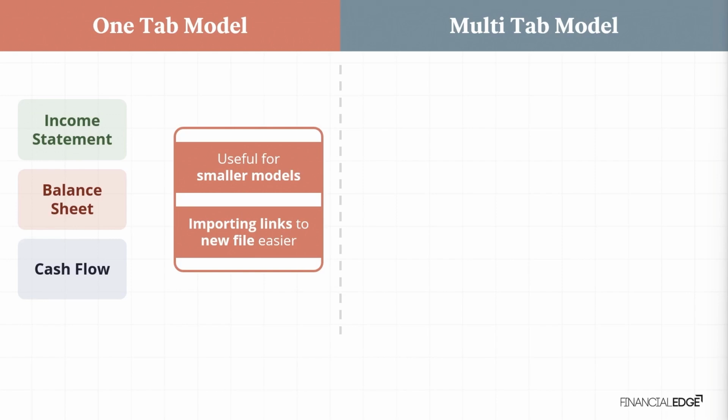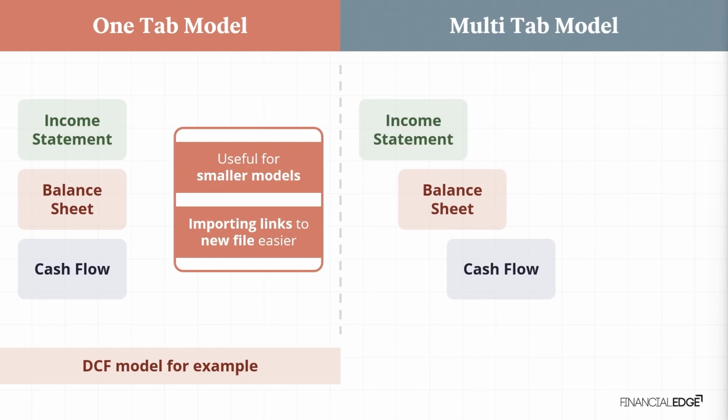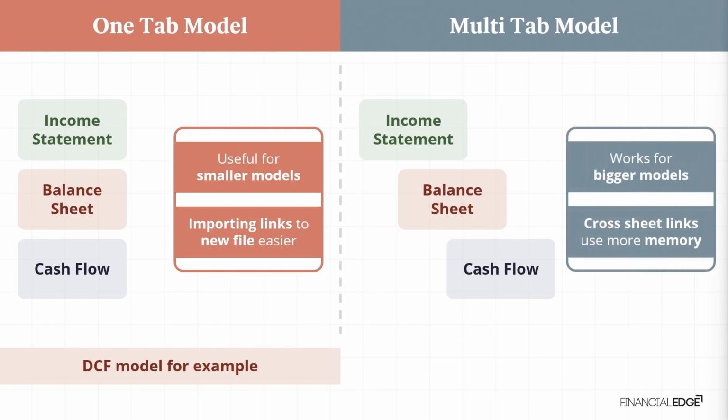You just take one tab and put it in there. A DCF, discounted cash flow, is a good example of where we often see this. A multi-tab model would have one tab for your income statement, another tab for your balance sheet, another tab for your cash flow statement. This is particularly good for bigger models.